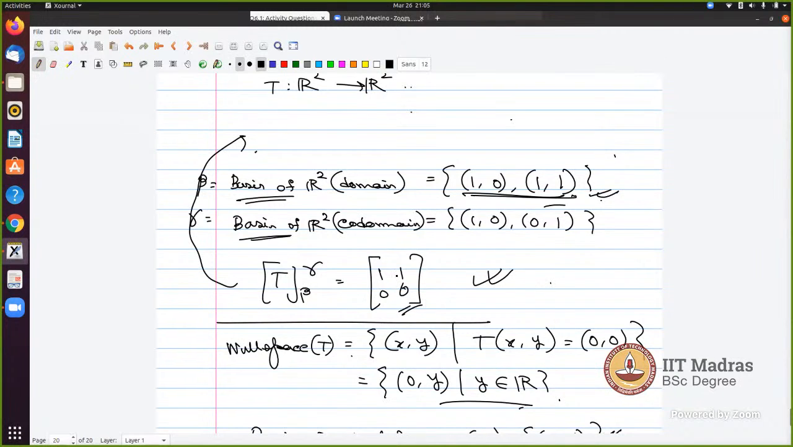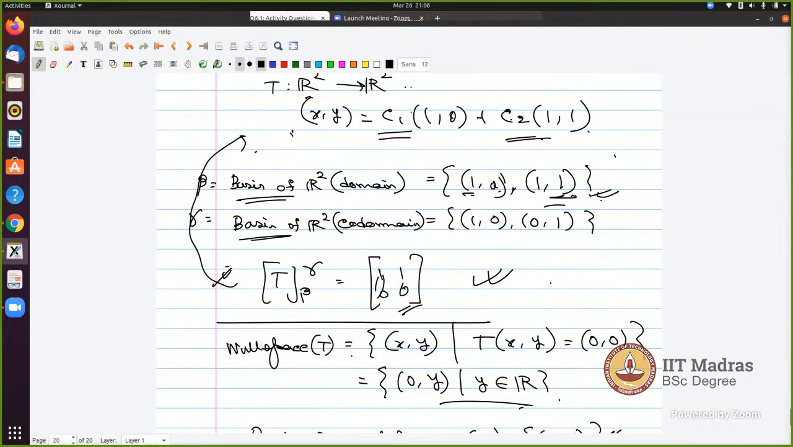So whatever way you are given, it is the same thing. If this is also given, then you can get back to here, right? You know how to get back. You have to write any vector in terms of this first, 1 0 and 1 1, right? So C1 times 1 0 plus C2 times 1 1. Then you know what to do. You know these are the image of T of 1 0, and this is the image of T of 1 1. And then you get back to the same thing. Then calculate the null space. Same thing will happen. Maybe you are confused with this thing. I don't know.